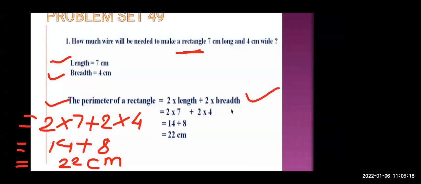Clear everyone? So what will be our last statement? Jaldi batao. Because it is a statement sum. How much wire will be needed to make a rectangle? So what will be our last statement? 22 centimeter wire will be needed to make a rectangle. क्या होगा last statement? 22 centimeter wire will be needed to make a rectangle. Clear everyone? It is very easy.